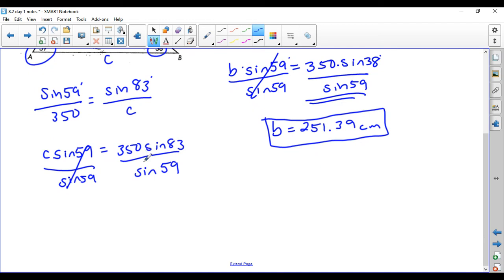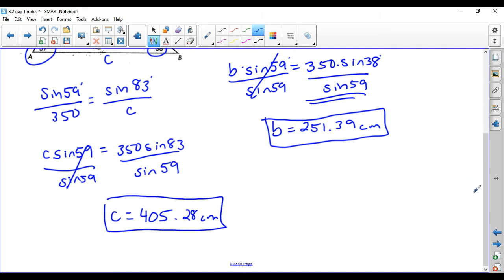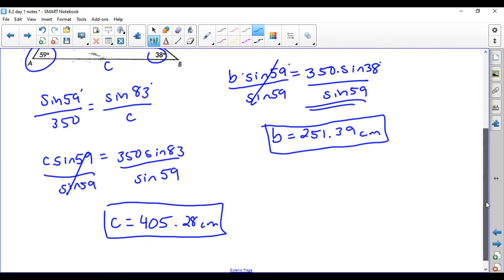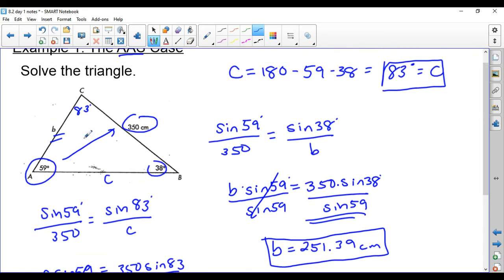When I put this into my calculator, I get that C is 405.28 centimeters. So now I've solved the triangle. I found all the missing sides and the missing angles. And again, 405 is the longest side. 405 is opposite of 83, which is the largest angle. That makes sense.